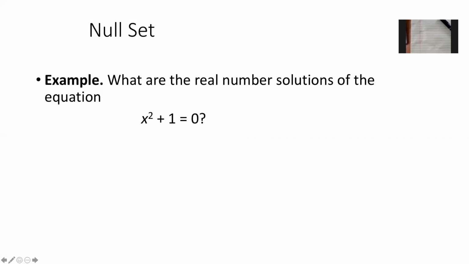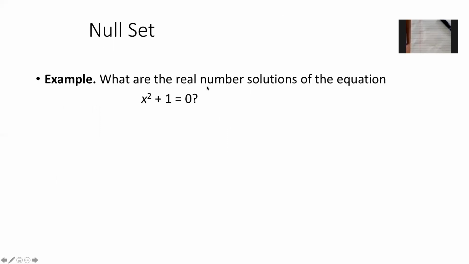So the null set is an example of where there are no values in the set. So for example, what are the real numbers that are the solution of the equation x² + 1 = 0, right? So if we move 1 to the other side, we'd have -1. So x² = -1. So what are the real numbers that satisfy that? And the answer is there are no real numbers that would satisfy that, right?